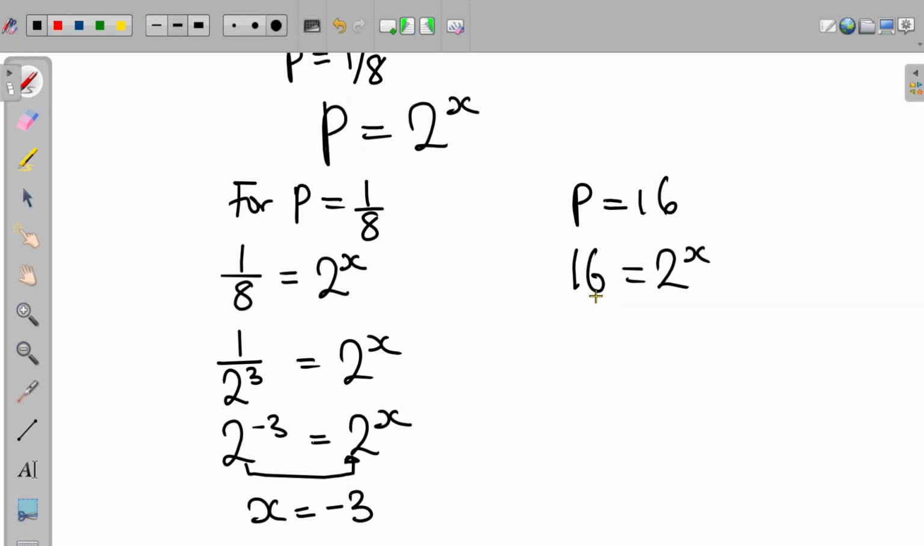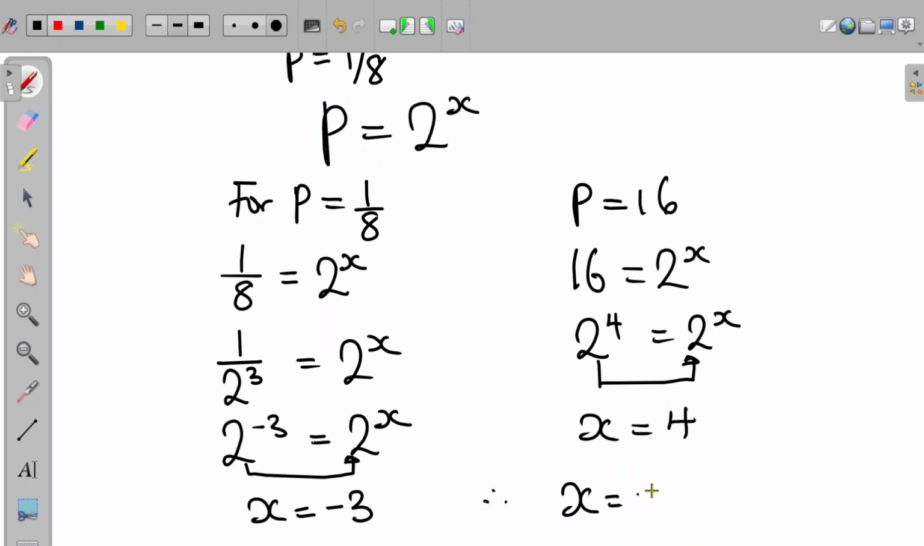Also, we can express 16 in powers of base 2. So this becomes 2 to the power of 4 is equal to 2 to the power of x. Also, since their bases are the same, we have it that x is equal to 4. So therefore, x is equal to -3, or x is equal to 4.